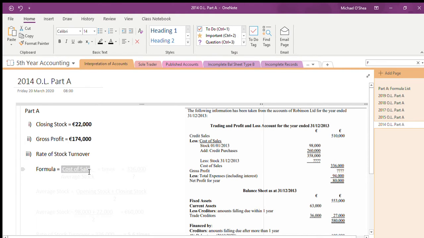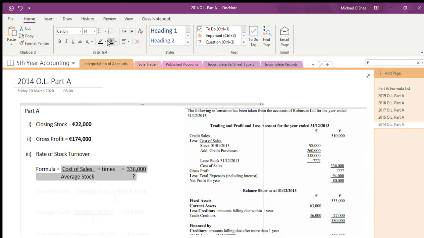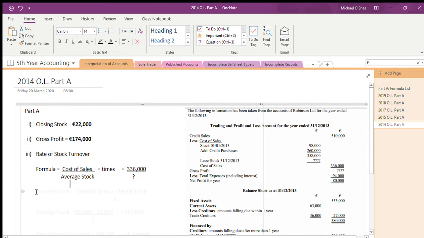Rate of stock turnover. So the formula for the rate of stock turnover is cost of sales over average stock equals times. It's the times that we turn our stock over in the year. How many times we have to buy new stock because we sold all our previous stock. Cost of sales given, 336,000. Average stock, we don't know it.